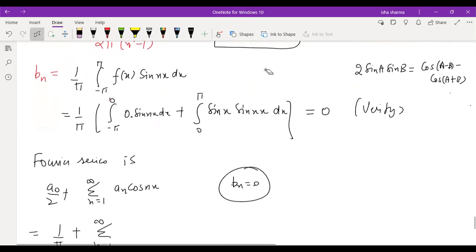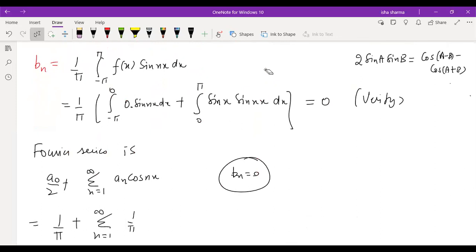1 by pi n square minus 1 raised to power n plus 1 into cosine nx. So this is our final answer as a Fourier series expansion of the given function.